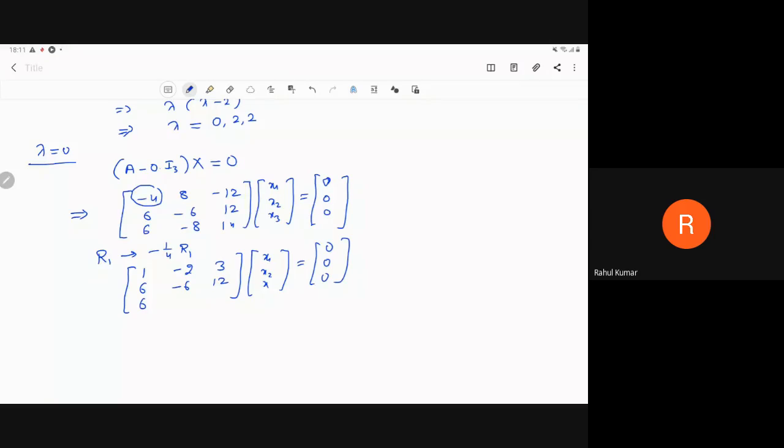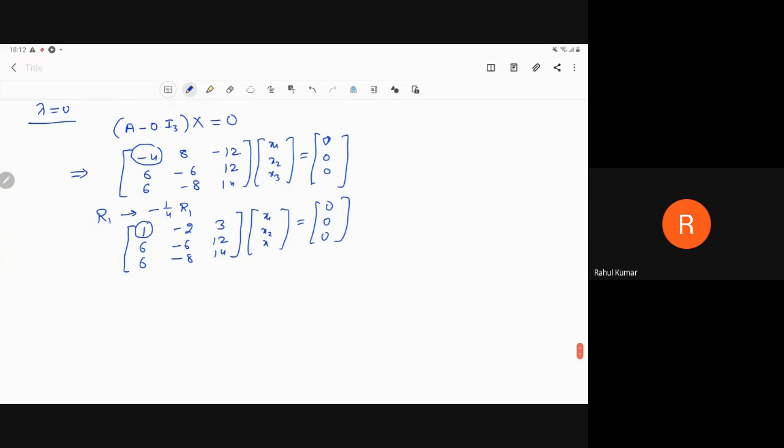Now use this 1, the first entry, to make zeros in the first column. I have made this 1 to make zeros in the first column. So what operations should I apply? Replace R2 by R2 minus 6 times R1, and R3 also minus 6 times R1. That will give me zeros at these places. Am I right?